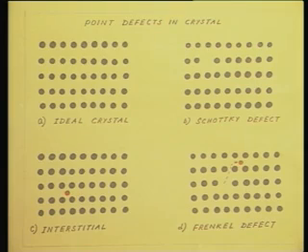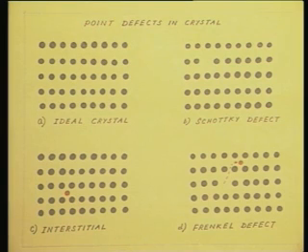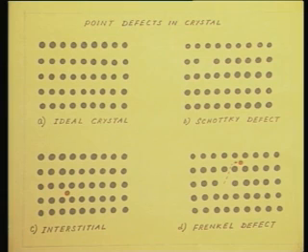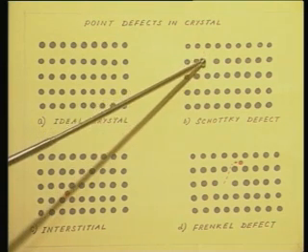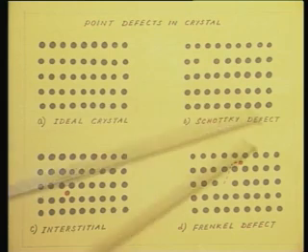Now, assume that one atom from the regular crystal lattice is missing. What we have is called a vacancy. I have a void instead of an atom here. I have a vacant site. In this lattice site, one atom should have been present, it is not there. So, it is a vacancy. It is also called a Schottky defect.